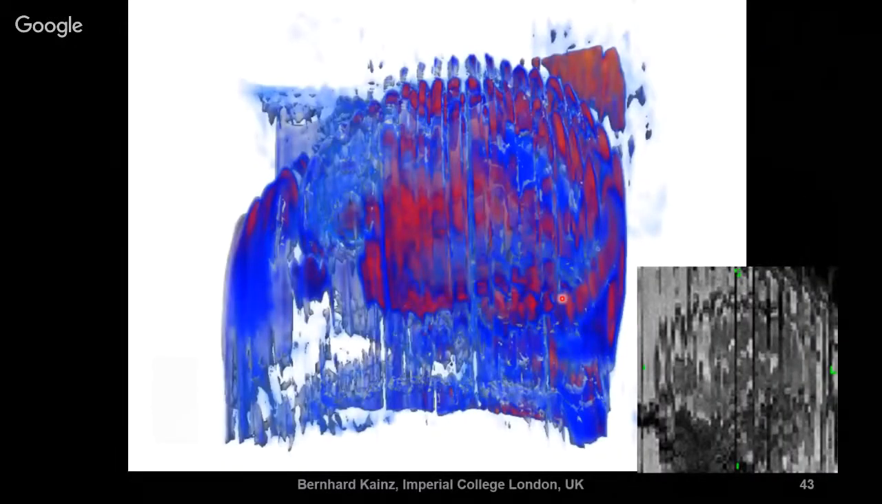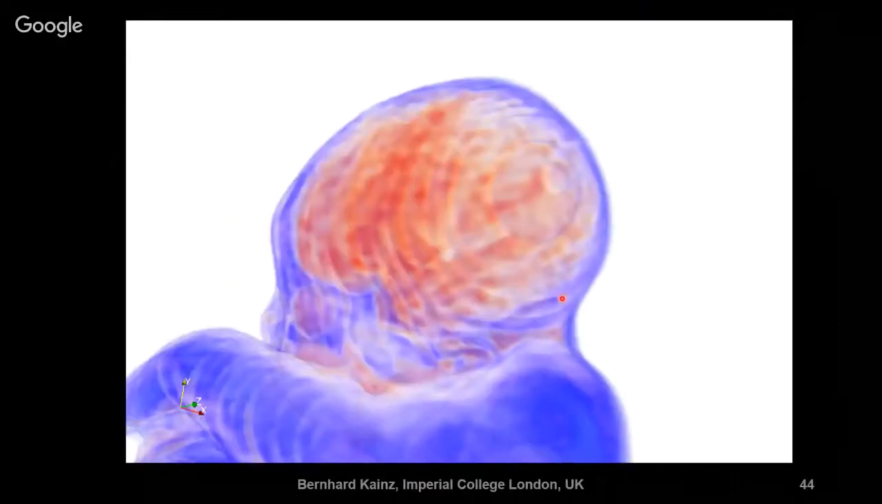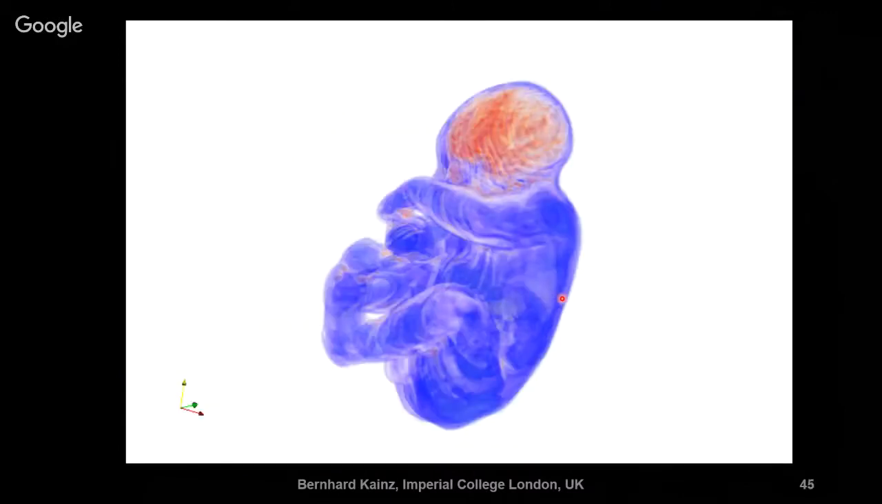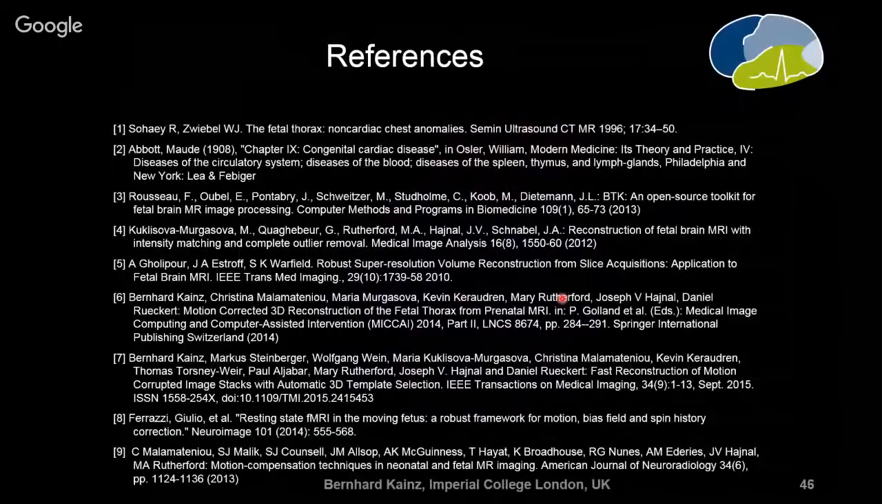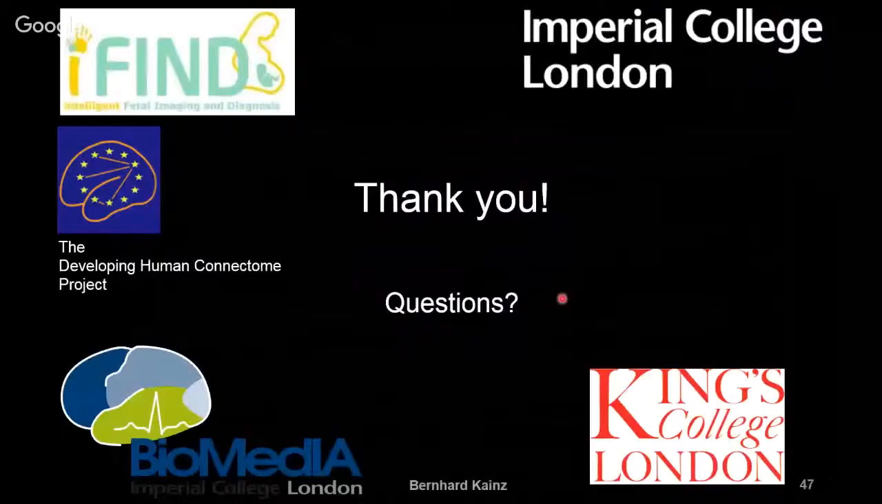So do you remember this one? Yeah. Very corrupted data. After reconstruction, we have a nice fetus. And if we do whole uterus reconstruction, we even see the whole baby. So a few references. And with that, I say thank you very much for your attention. Thank you.